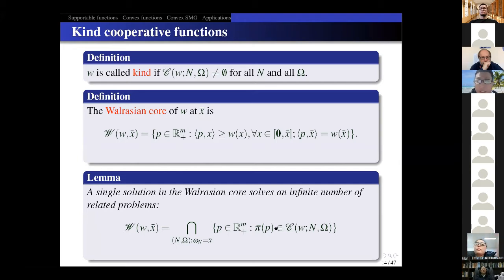That is, as in my motivating example, so long as the total of the endowments sums up to x bar, we use this shadow price vector to allocate the total profit. Then this allocation is always in the core of the original problem. So in this approach, a single price vector solves an infinite number of problems in a unified way.